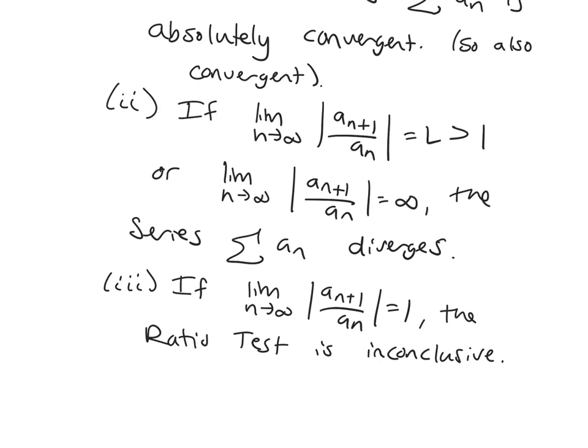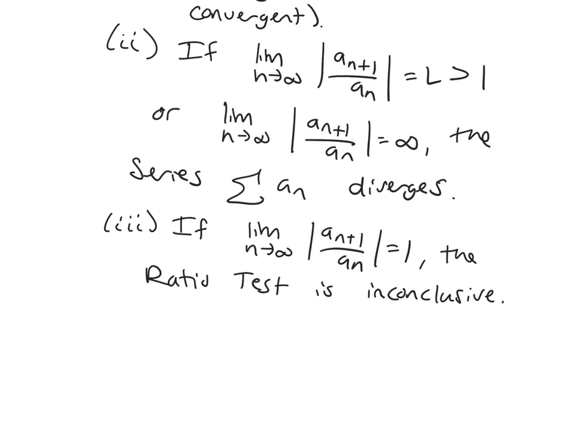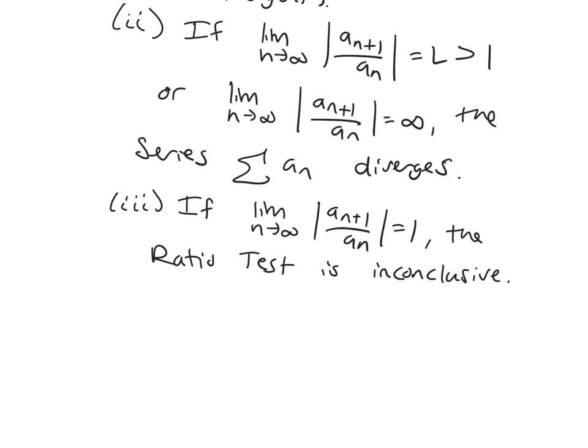So again, there's no conditions. Your series could have positive terms, it could have negative terms, it could be alternating. There's no conditions on when you use it, but sometimes it can come up inconclusive. So hopefully if you go to use the ratio test, you won't get 1 for the limit. That's our hope.